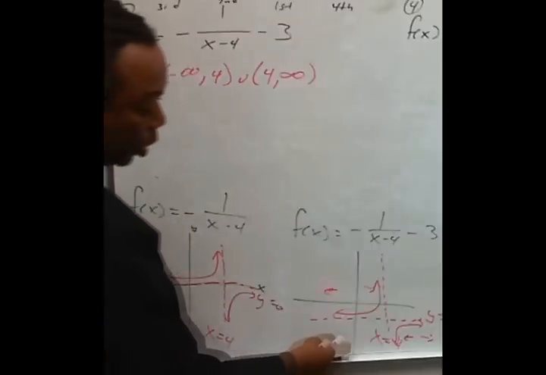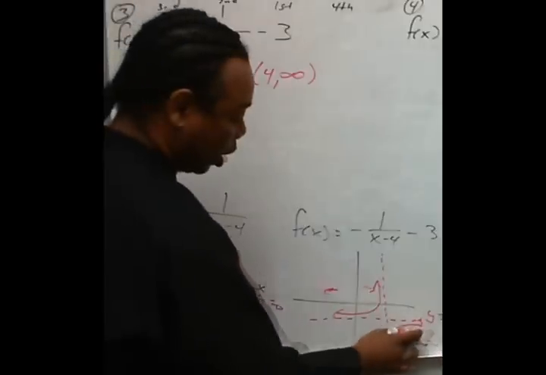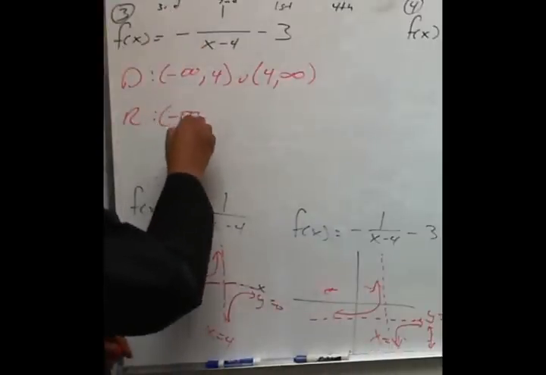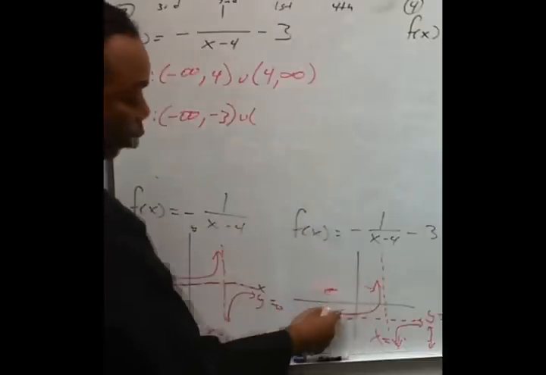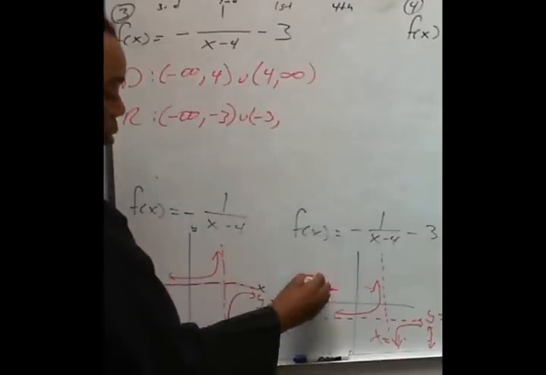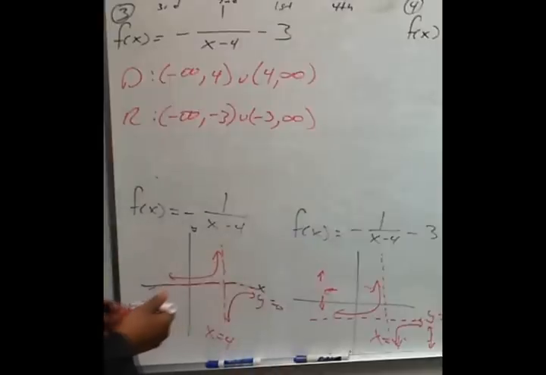The range, we'll go back to, let's say, this piece right here. How low does this piece go and how high does this piece go? And that'll give us our range. So how low and how high. That piece goes as low as negative infinity and as high as negative 3. This next piece right here goes as low as negative 3, but goes as high as positive infinity, and that's our range.